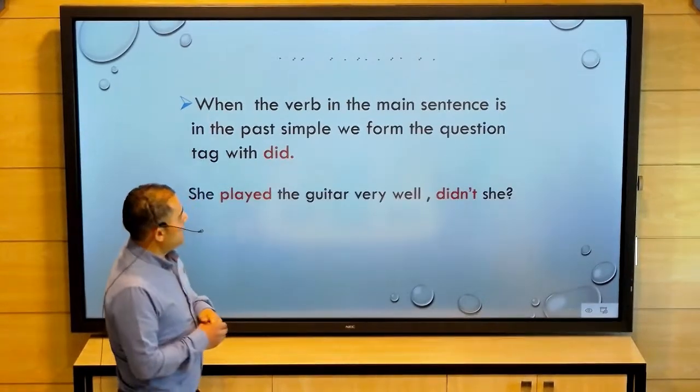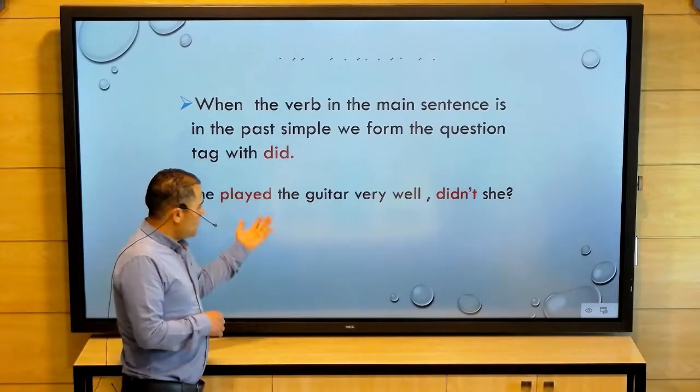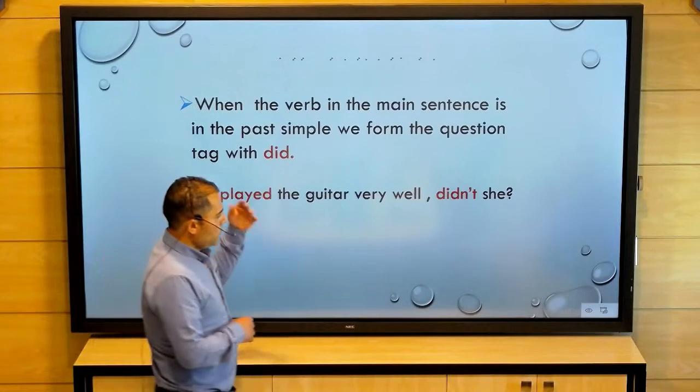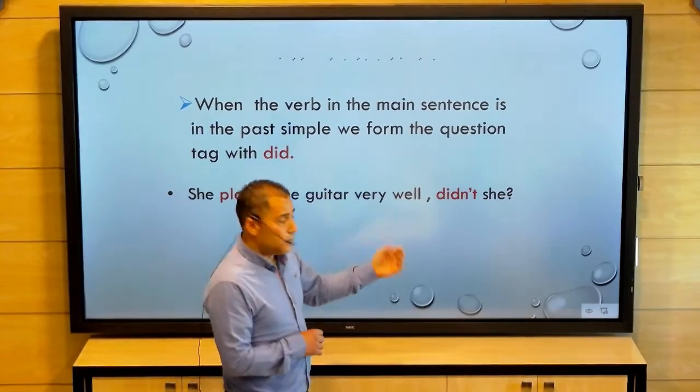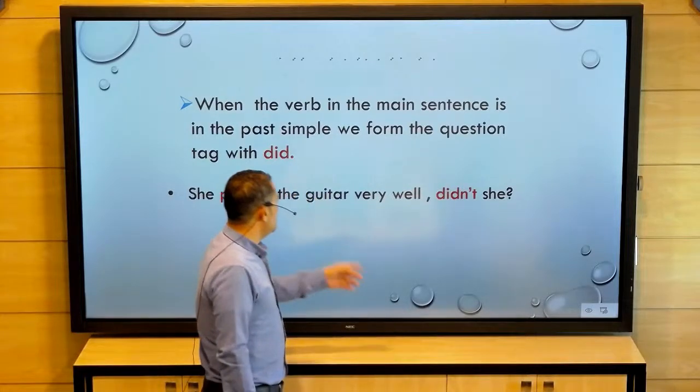She played the guitar very well. Here the verb play is added by ed, because in the past simple we can't bring do or does. We have to bring did. And we put the negative form: didn't she?